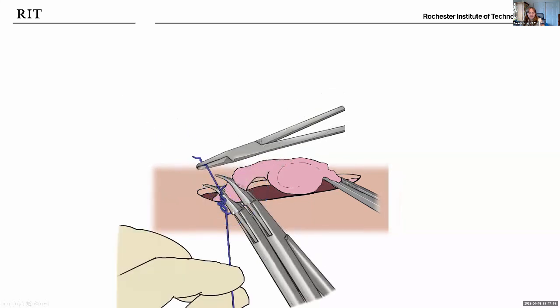And then just wanting to emphasize using the clamp when you tighten down your suture, to make sure that your suture doesn't slip around.